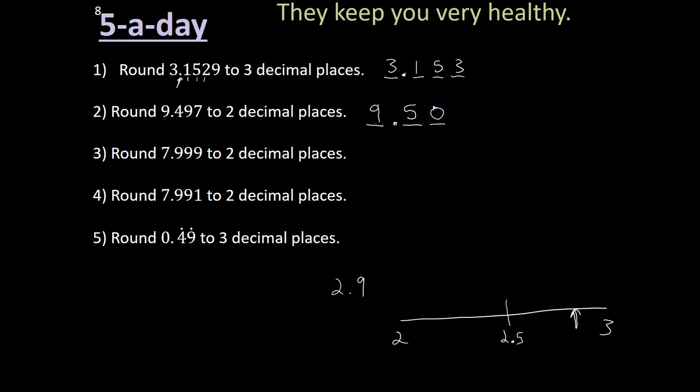It's a good idea when we're rounding with decimal places, if you're told to round to decimal places, put the 0 in there. Even though normally we would just write 9.5, it shows that you have considered that you were rounding it to 2 decimal places.